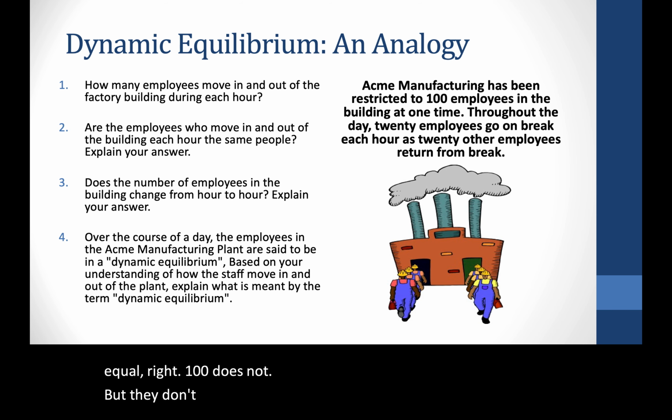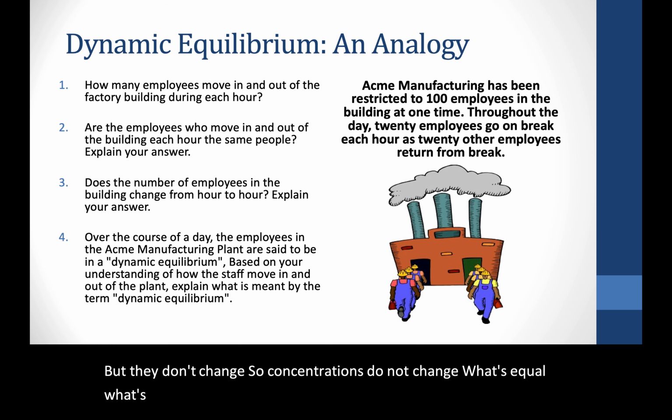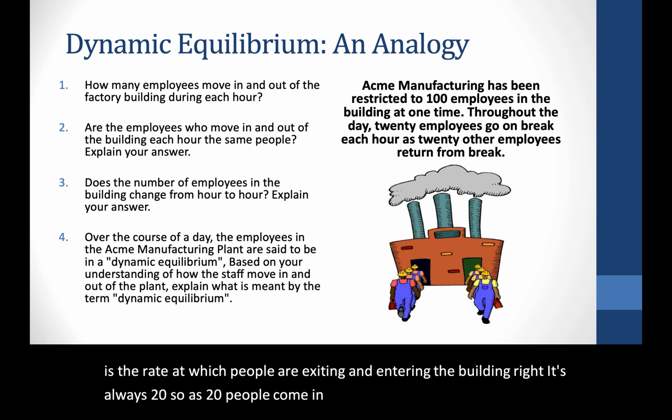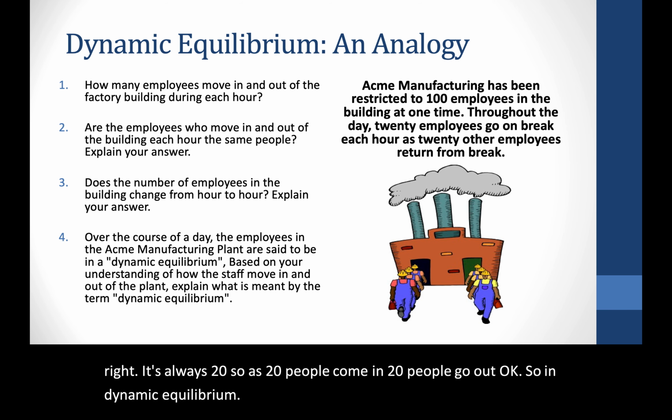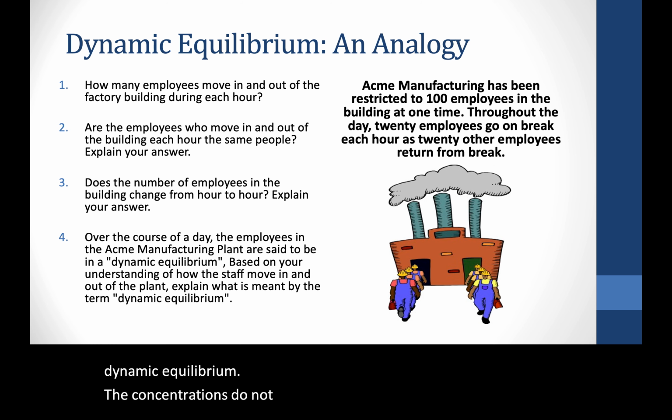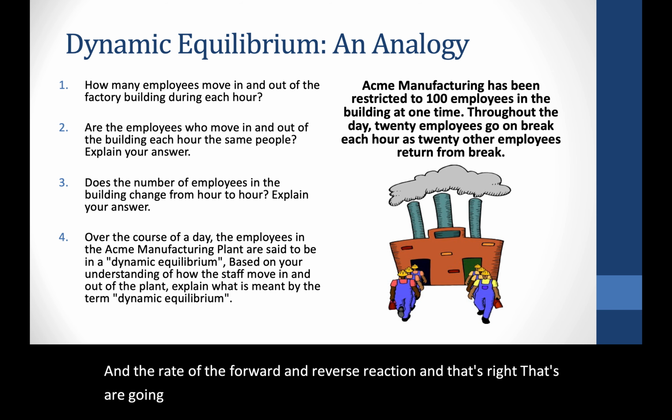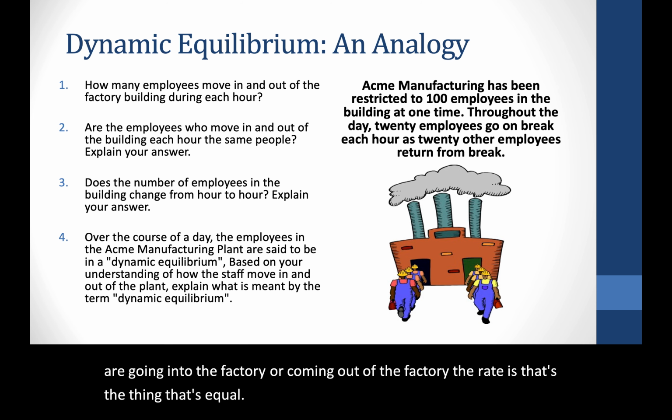You could think of the concentration of people in the building versus the concentration of people on break. It doesn't change. They're not equal, right? 100 does not equal 20, but they don't change. So concentrations do not change. So what's equal? What's equal is the rate at which people are exiting and entering the building. It's always 20. So as 20 people come in, 20 people go out. So in dynamic equilibrium, the concentrations do not change, and the rate of the forward and reverse reaction, that's our going into the factory or coming out of the factory, that's the thing that's equal. Okay, so hopefully that breaks it down a little bit.